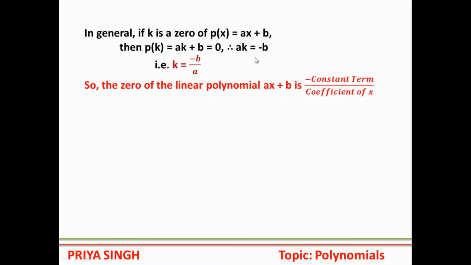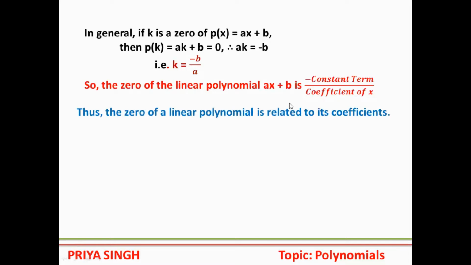That is k is equal to minus b by a. Students, please pay attention over here. What is b? It is a constant term. What is a? It is the coefficient of x. So can I say the 0 of linear polynomial ax plus b is minus constant term upon coefficient of x.